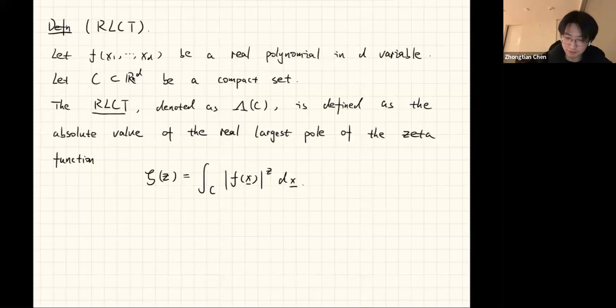Before computing, we need to define it. The definition of RLCT is the following. You take a polynomial in d variables, and you pick a compact set. Then the RLCT is defined as follows: you form the zeta function, which is a function on the complex plane, and the RLCT is the absolute value of the largest real pole of this zeta function.